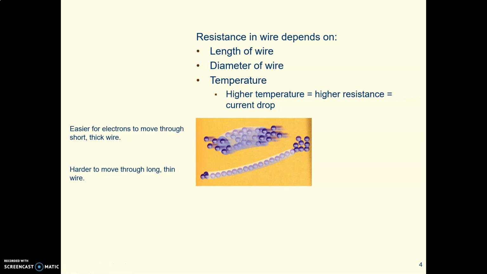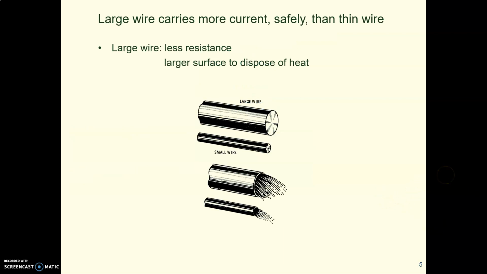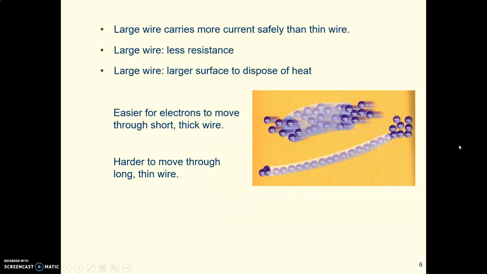And how easily current can flow through the wire, or how much resistance there is to current flowing through the wire, depends on how long it is and how big around it is and the temperature. A big wire carries more current. A small wire carries less current. A big wire has less resistance, and so it doesn't heat up as much. It's easier for electrons to move through a wire that is short and big in diameter. It's hard for electrons to move through a long, thin wire, and that will cause more heat.